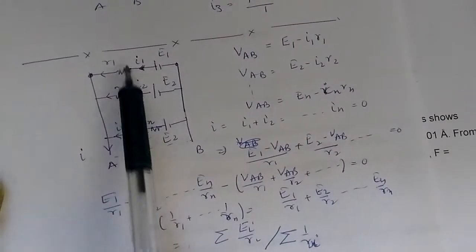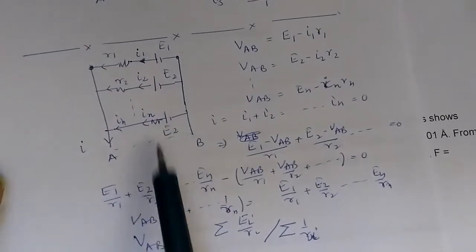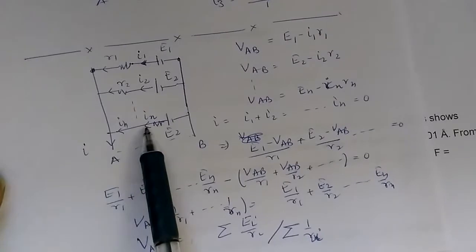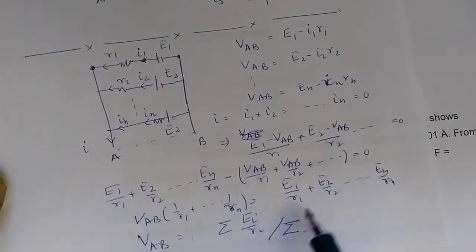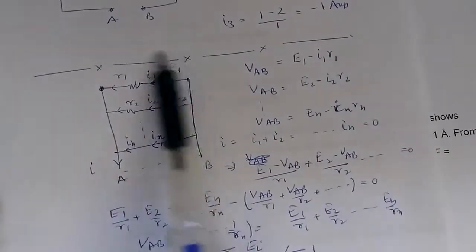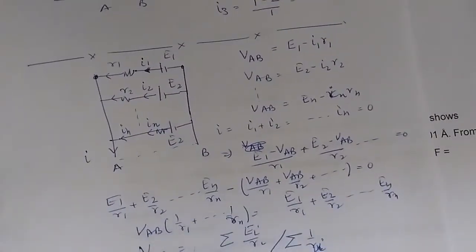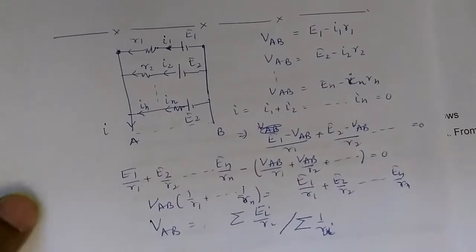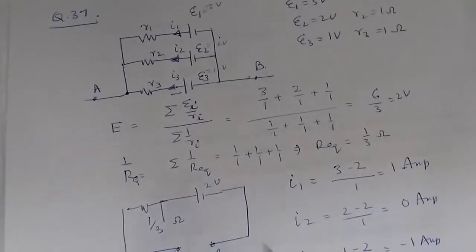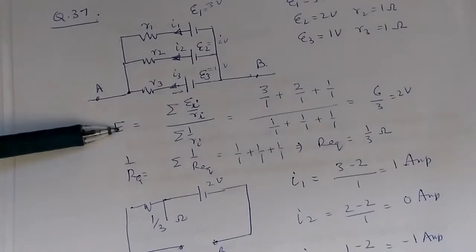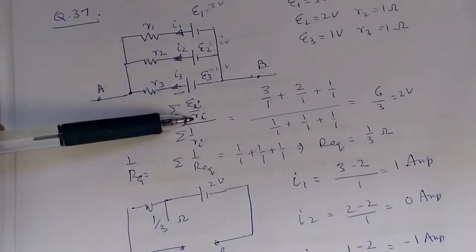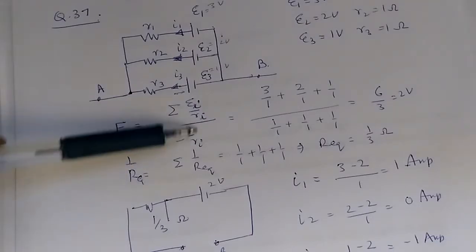And then finally, all these resistances are in parallel, so the equivalent resistance R is given by 1 upon R equal to 1 upon R1 plus 1 upon R2, all the way up to 1 upon Rn. So this is a simplified way of calculating the equivalent resistance of cells connected in parallel. And that is what we used in this formula here. The equivalent potential E is equal to sigma Ei divided by Ri, divided by sigma 1 upon Ri.